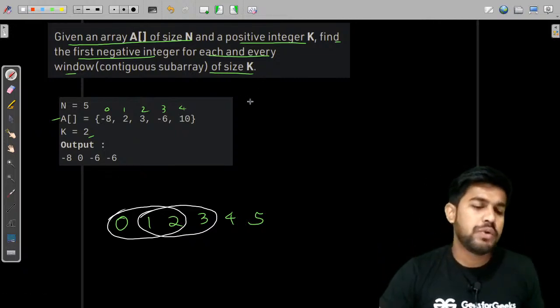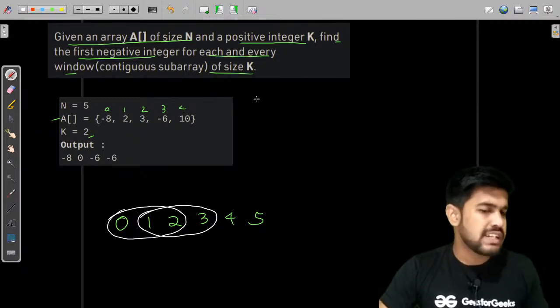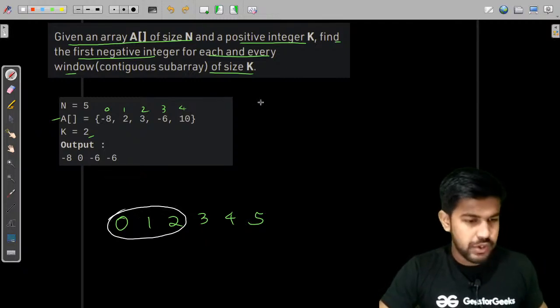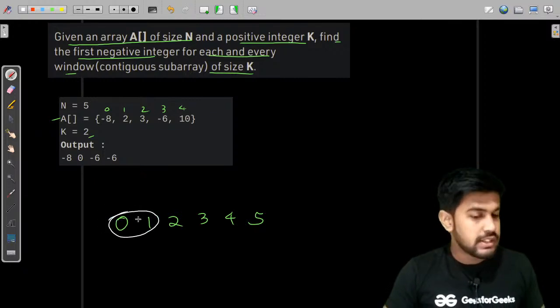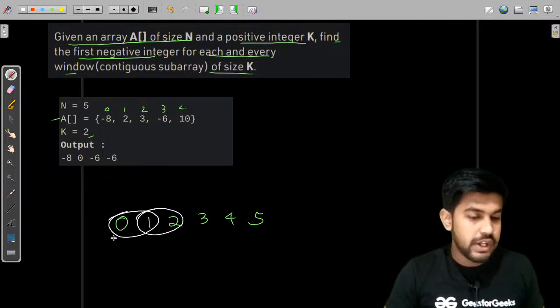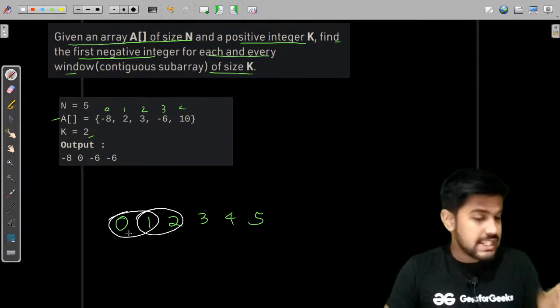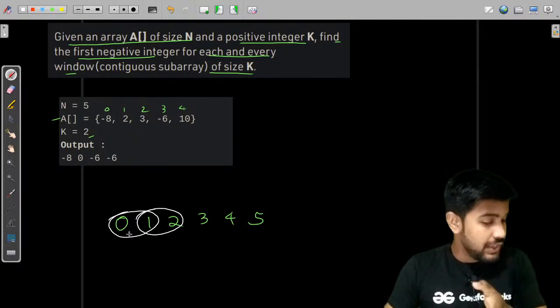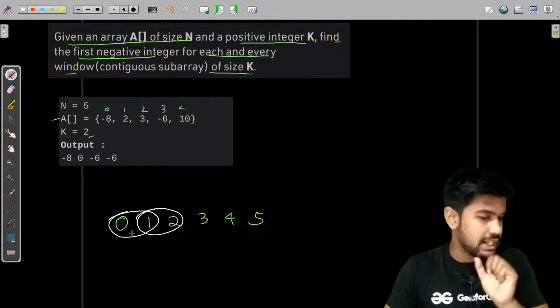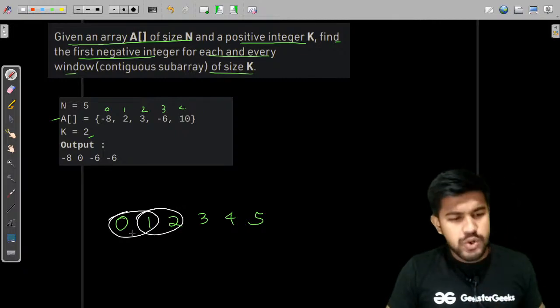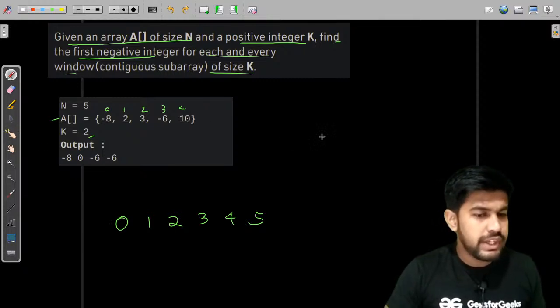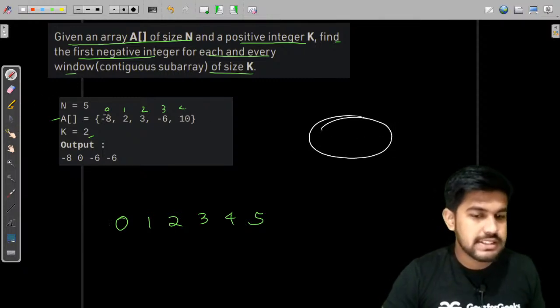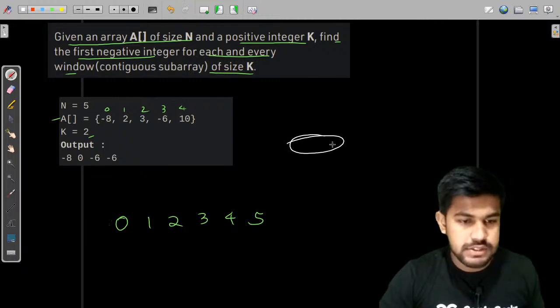If you see a bigger window also, or a window of size 2 also, you would observe the same pattern. This is the first window, this is the second window. The first window has an outgoing 0 at the next window and an incoming 2 at the next window. So can't we do something like this? Okay, so we can have something like this. Let's draw a little bit smaller.